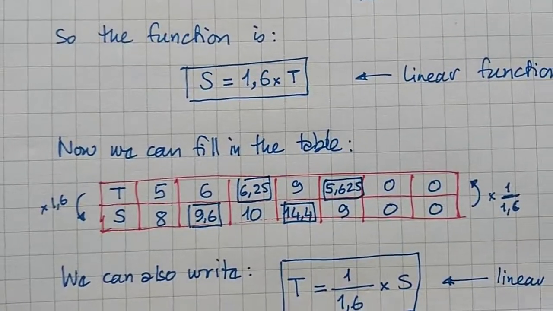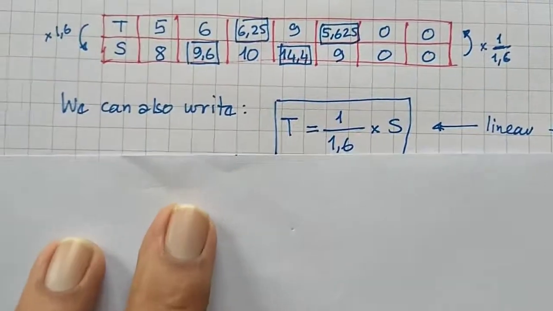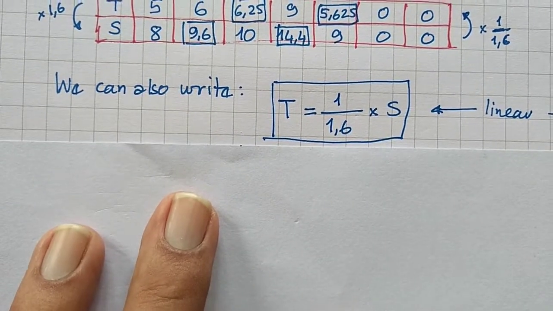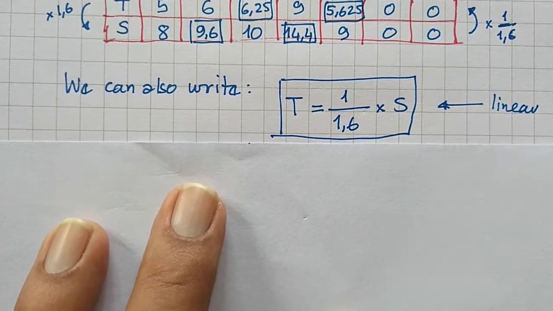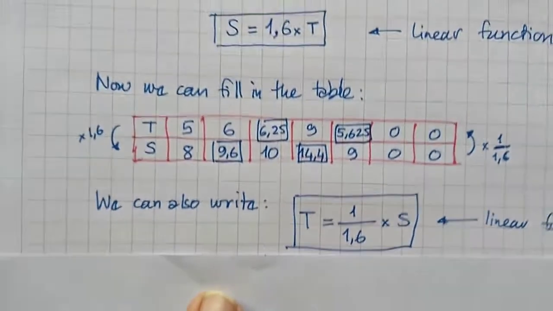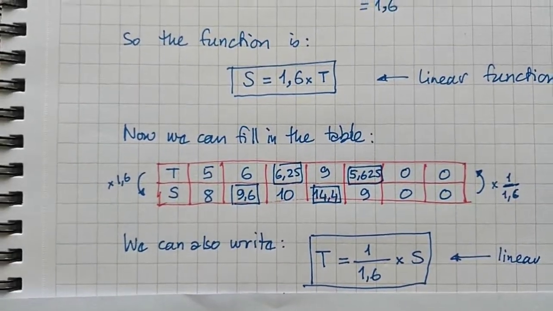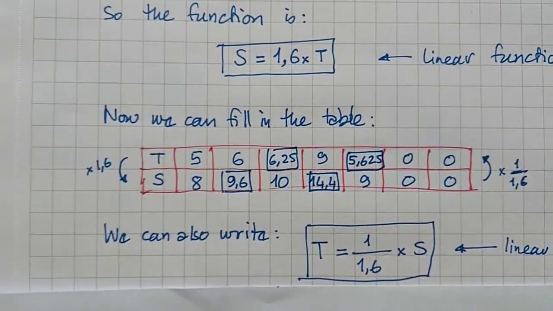Then the last part is you have to do the graph. And how do you do the graph? Well, this is a linear function. So for a linear function, the graph is very simple. It's a straight line. Remember, a straight line.